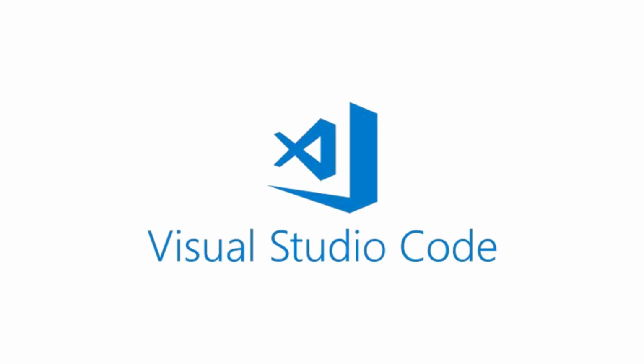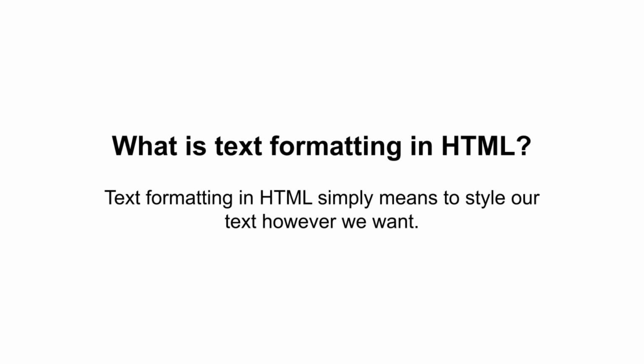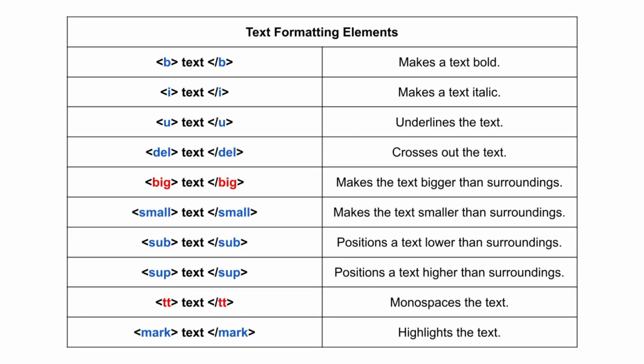For this video, I will be using VS Code to write my code. What is text formatting in HTML? Text formatting in HTML simply means to style our text however we want. There are many options we have when it comes to text formatting. Today, we will review many of them.